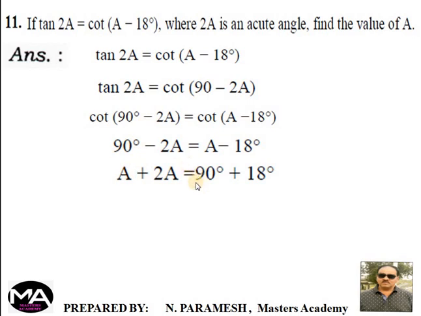Shifting a to one side and the numbers to the other side: plus a, minus 2a shifted to the other side, plus 2a, is equal to 90 degree minus 18 degree shifted to the other side, plus 18 degree.